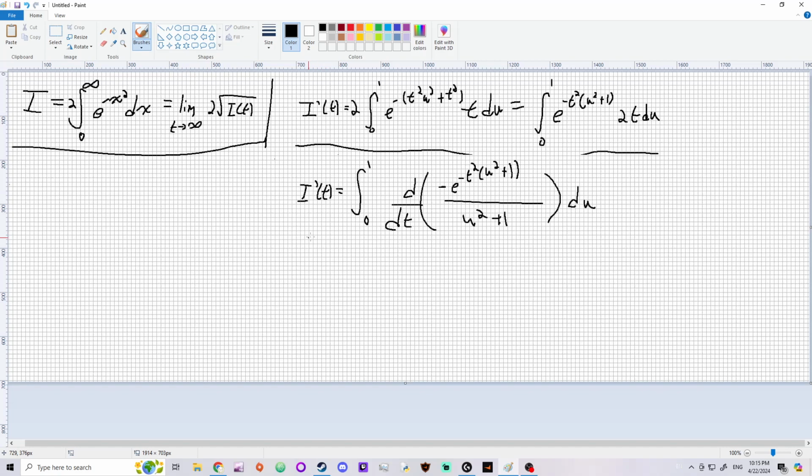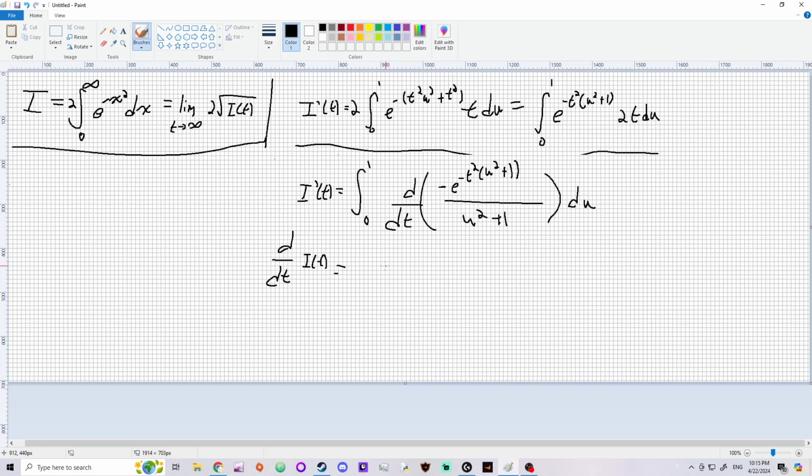Let me show you the real algebraic magic here. What is this? What is I prime of t? It's d by dt of I. That's what it is. It is the derivative with respect to t of our function.